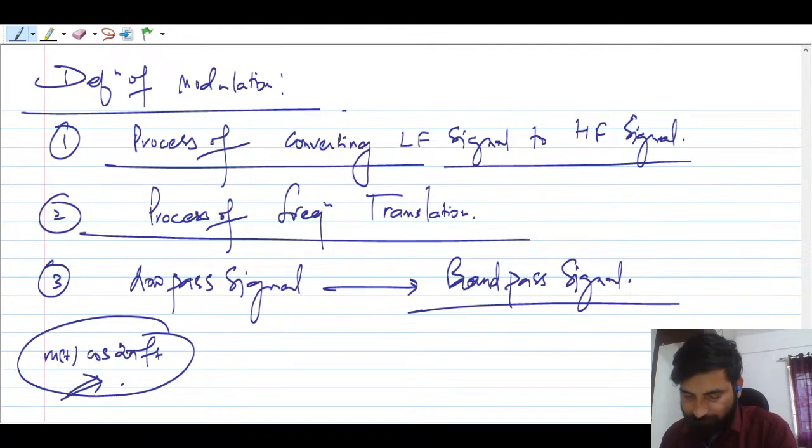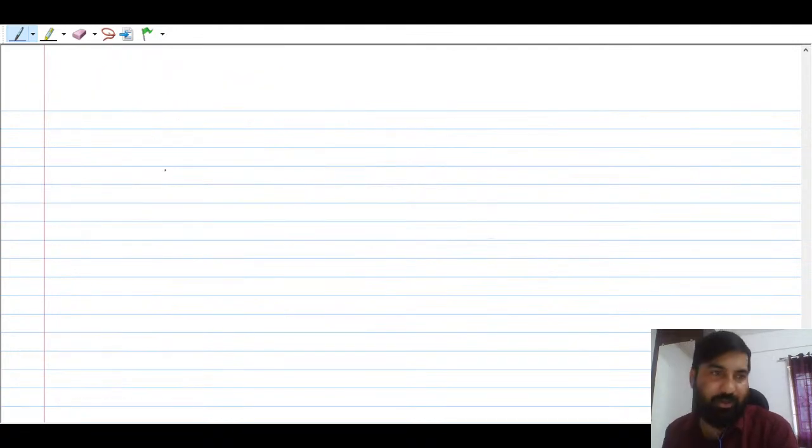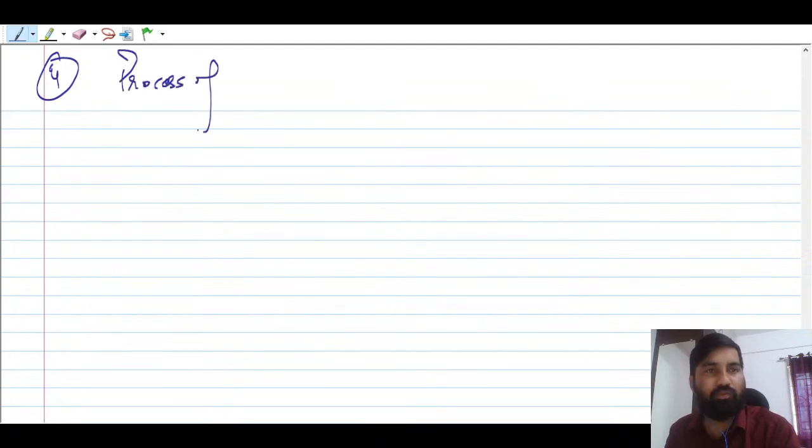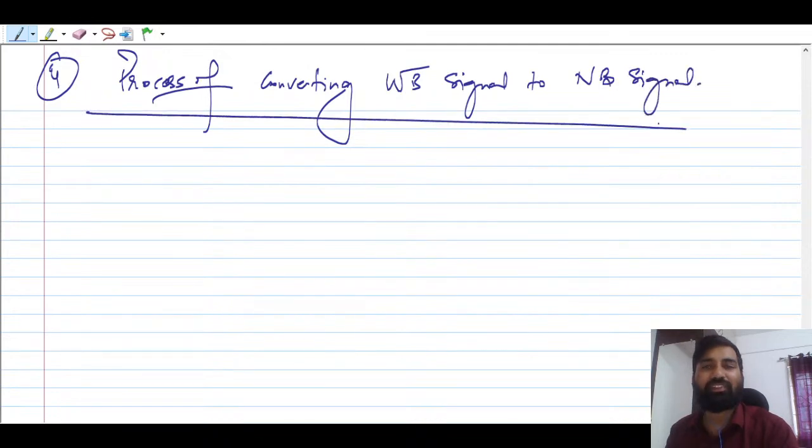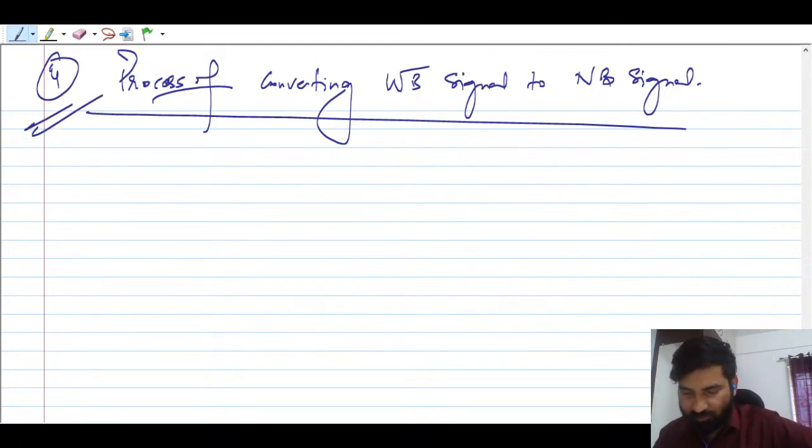So please remember these are the definitions. And one more definition that you have to remember is the fourth one: process of converting a wideband signal to narrowband. You know, a band pass signal will be narrowband. This is very important. These are the definitions that you can talk about if someone is going to ask you.